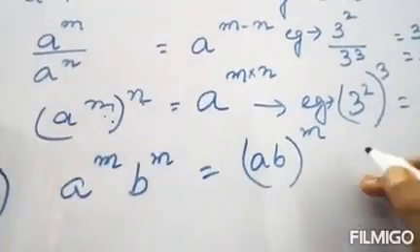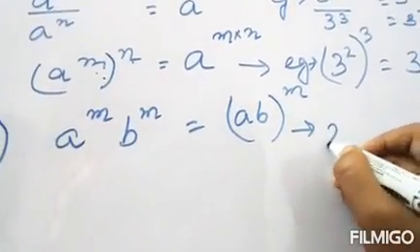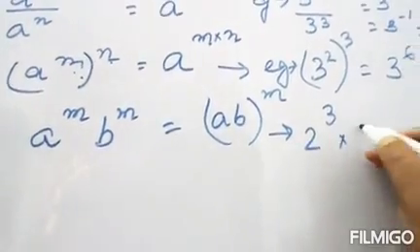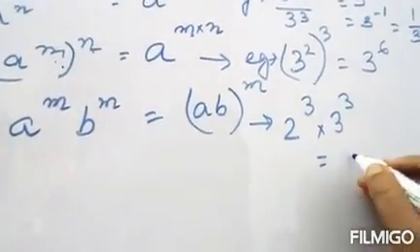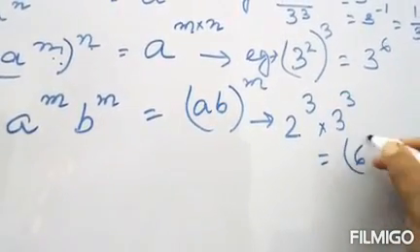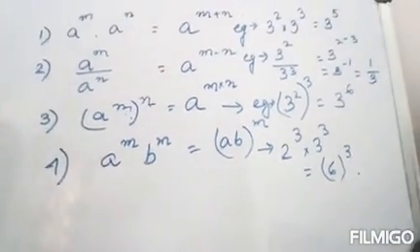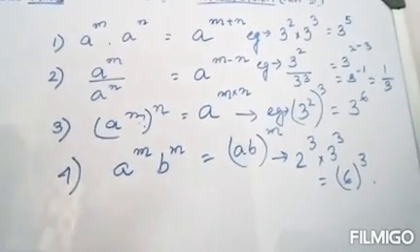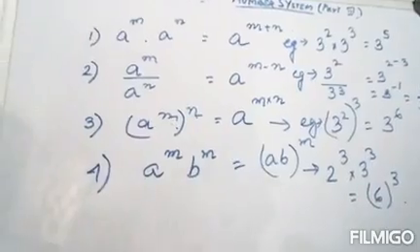Okay, and the last one, suppose 2 to the power 3 and we have 3 to the power 3. We may write this as 3 into 2, which is 6, 6 to the power 3. Understood? So applying this, we can solve various types of problem.